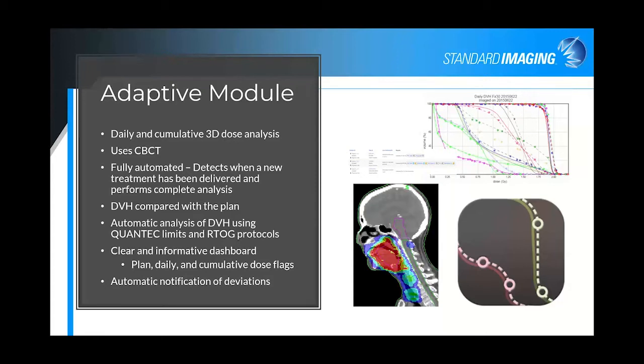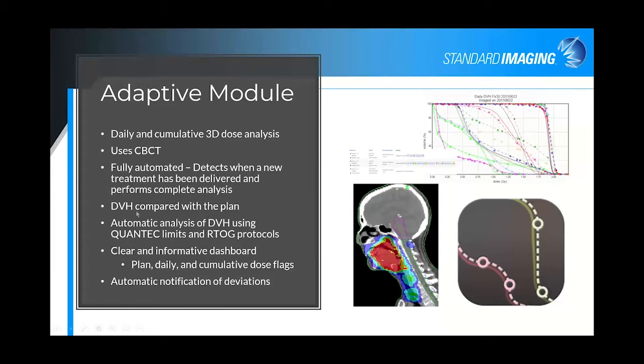The process I'm going to describe is fully automated after a new treatment has been detected. So a merged CT is created from the cone beam CT with the planning CT, filling in missing portions if necessary. The CT calibration from the planning CT is applied to the cone beam CT. The planning contours are deformed or warped onto the cone beam CT, and then the dose is calculated. The inverse of the deformation is then used to map the daily dose back to the planning CT.